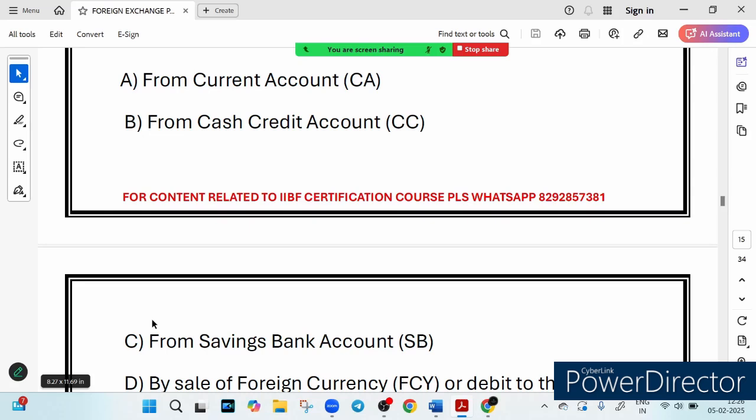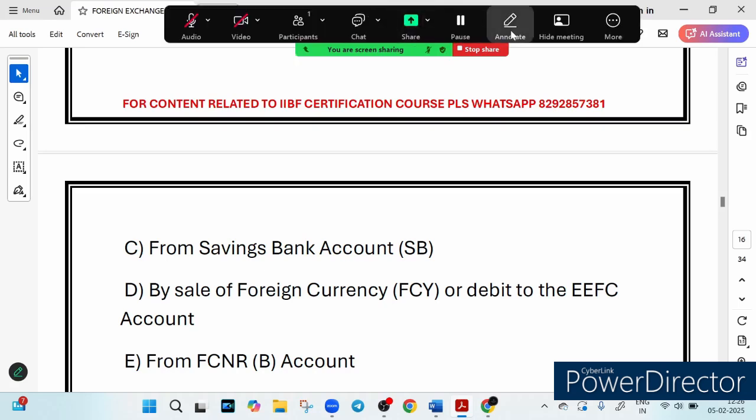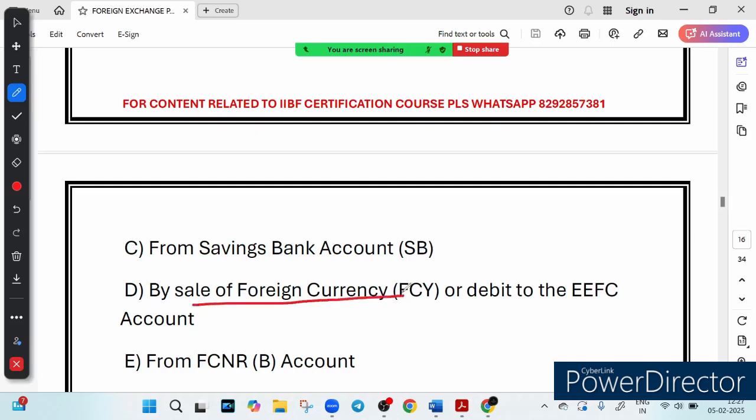And option D says that by the sale of foreign currency or debit to the EFC account. Yes, it is correct. When a business receives PCFC, the monthly interest is collected by either the sale of the foreign currency or debit to the EFC account, that is debiting the exporter's exchange earner foreign currency account. This method is used to avoid the complication of exchange rate fluctuation while paying interest on the foreign currency account. So let us take an example and make this concept more clear.